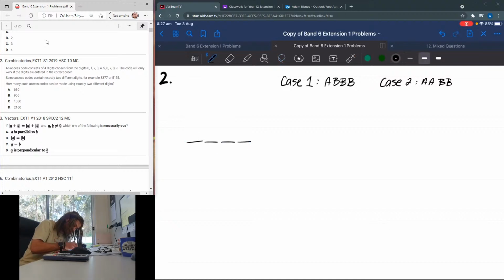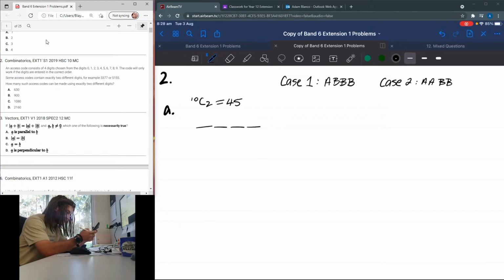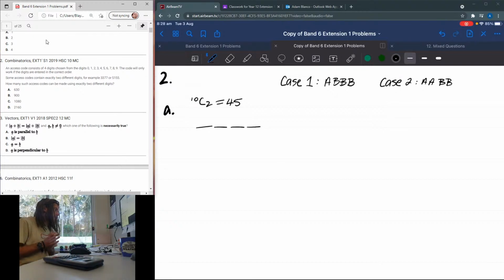Let's go with method A. How many configurations can I have? Well, I've got 2 digits, and I'm just choosing them for the time being. So 10 choose 2, and that's 40, is that 45? I'm sure that's 45. Yeah, okay, that's 45.